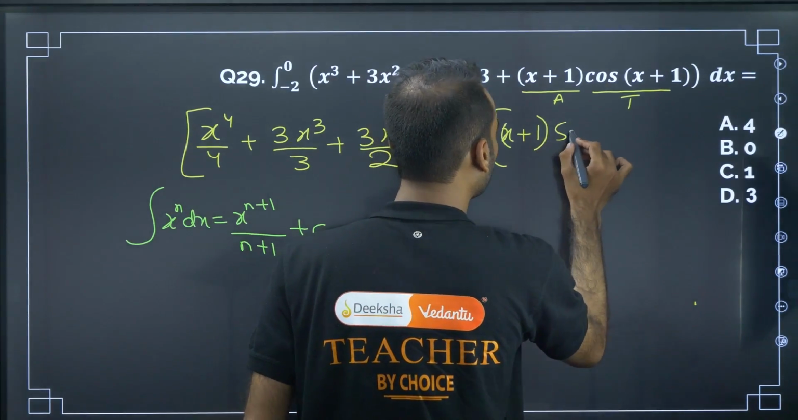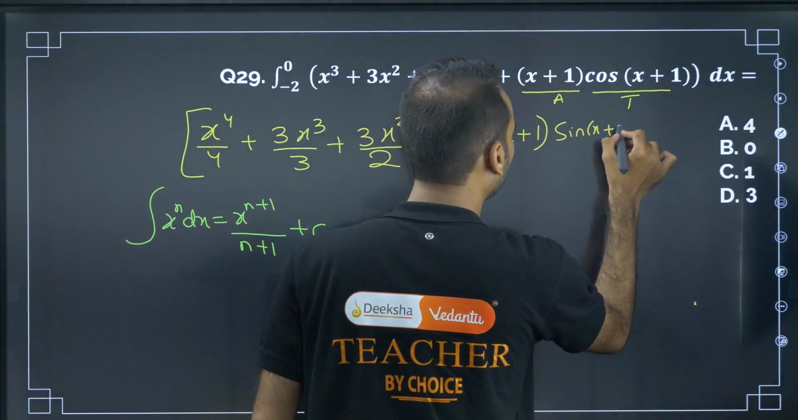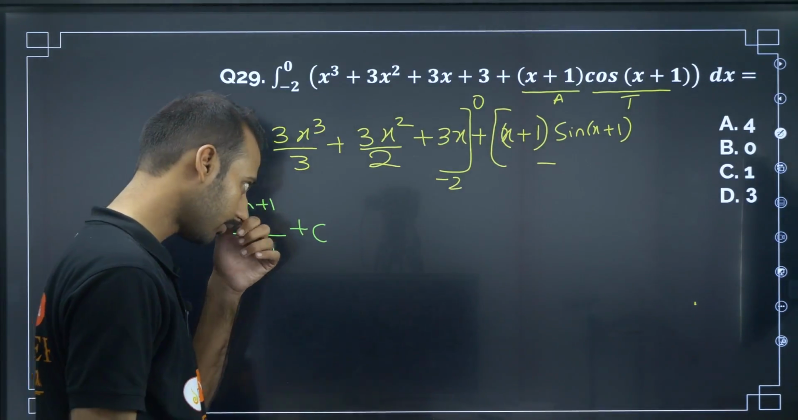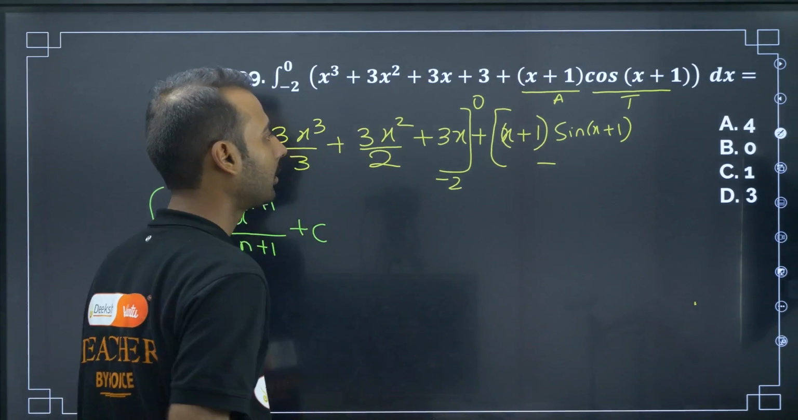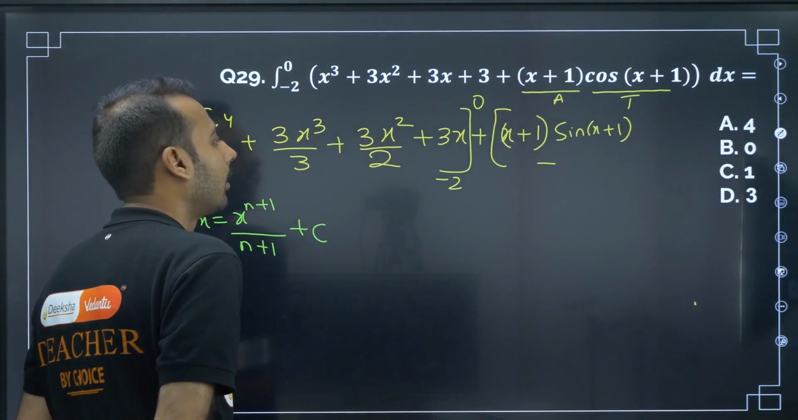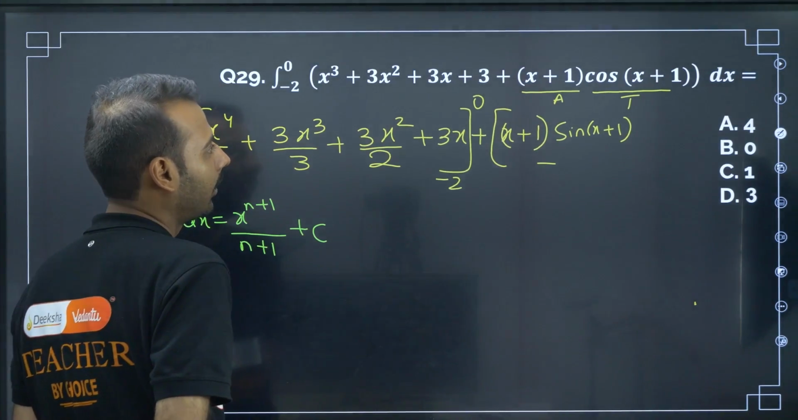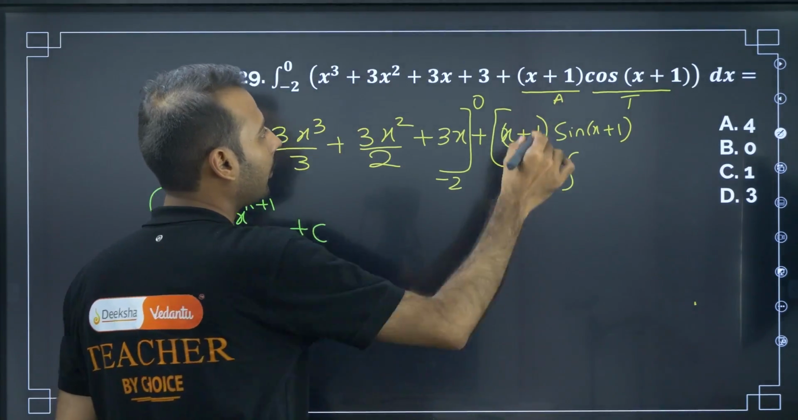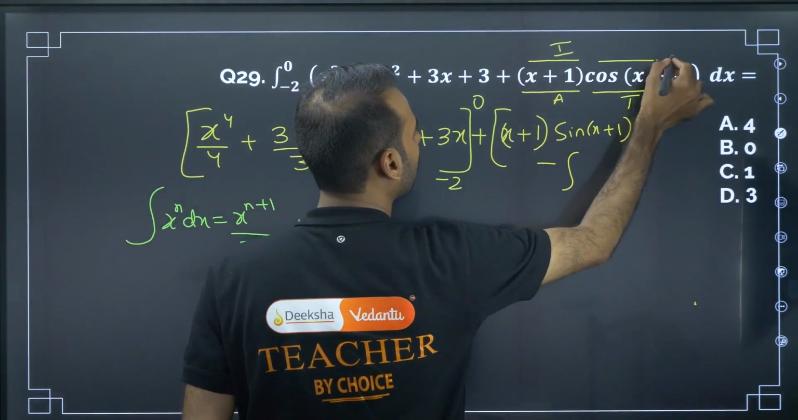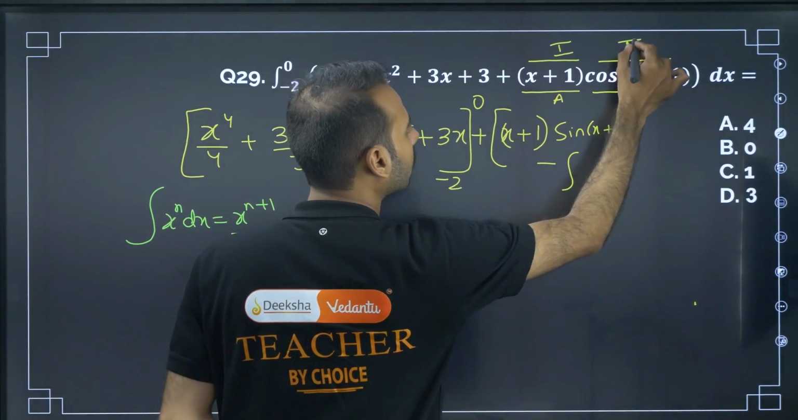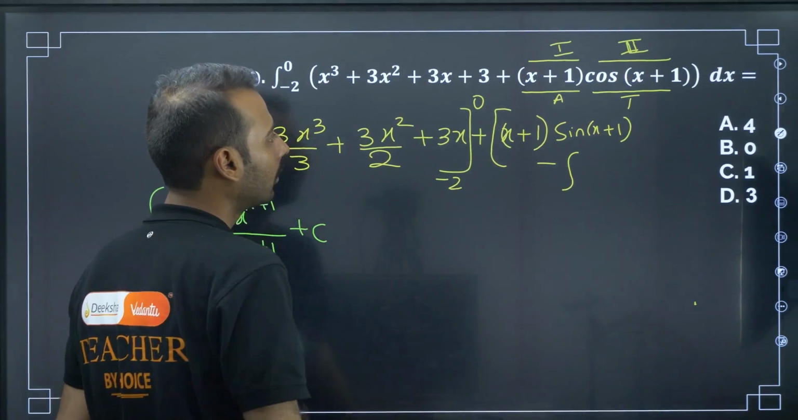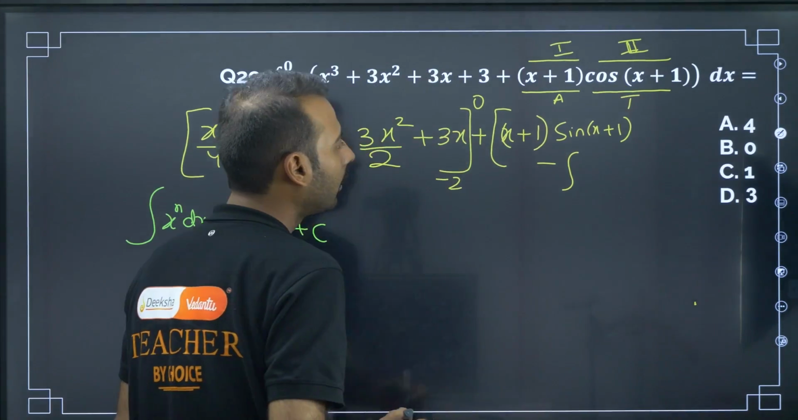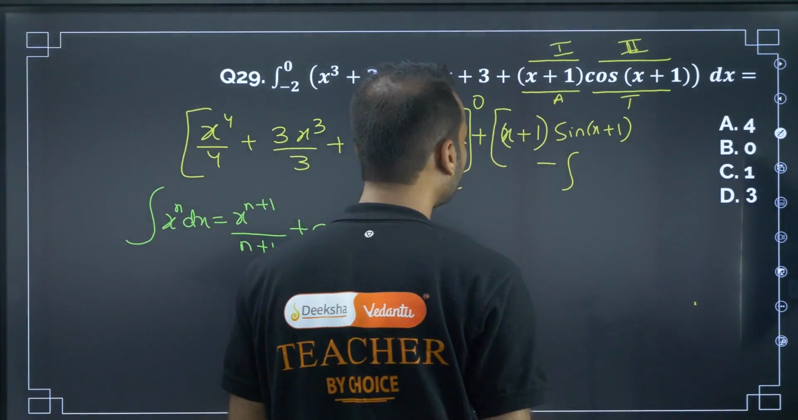Integration of cos is sin x plus 1 minus integration, first function as it is, minus sin integration of d by dx of first function. If I mark this as first function, this as second function, d by dx of first function is x plus 1, so I am not writing, into integration of cos. Integration of cos is sin.